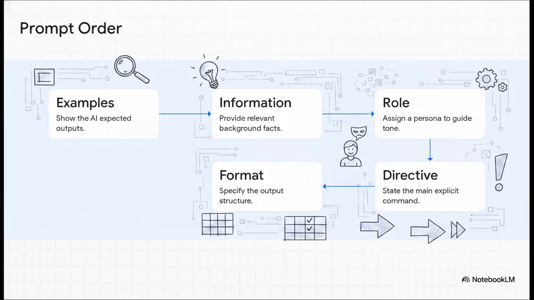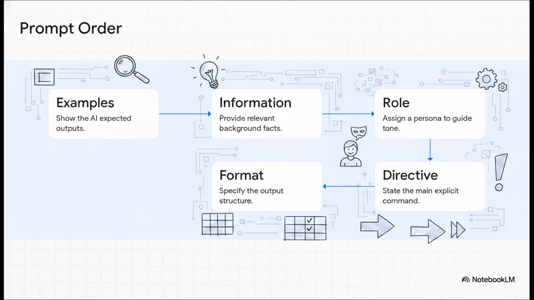So the crucial point is this specific sequence. While not every prompt needs all 5 parts, if you do use them, this is the golden chronological rule to prevent the AI from getting distracted. Step 1. Start with examples if you need them. Step 2. Provide the additional information or raw data. Step 3. Assign the role to set the perspective. Step 4. Give the core directive. Step 5. Specify your output formatting right at the end.